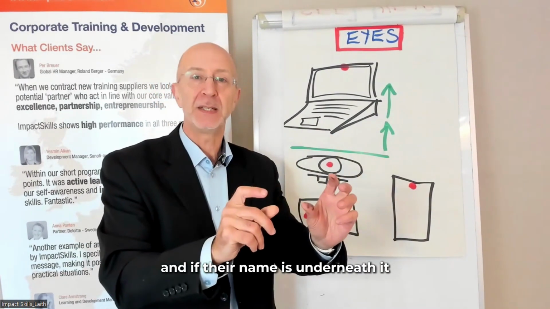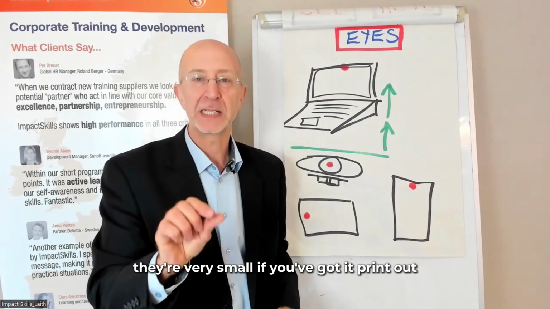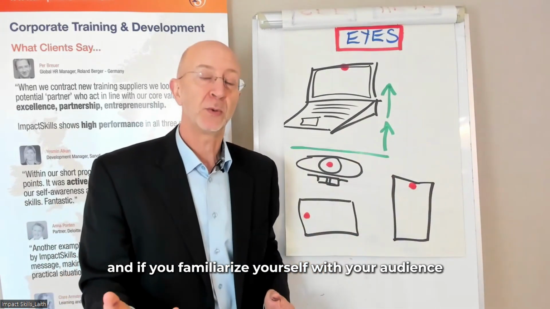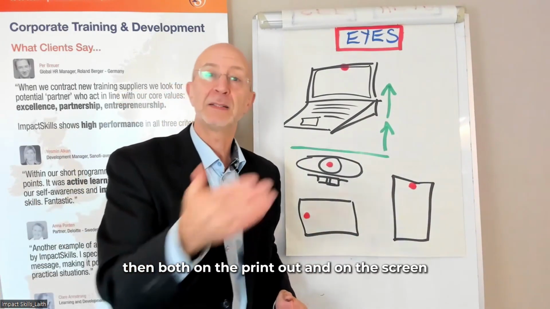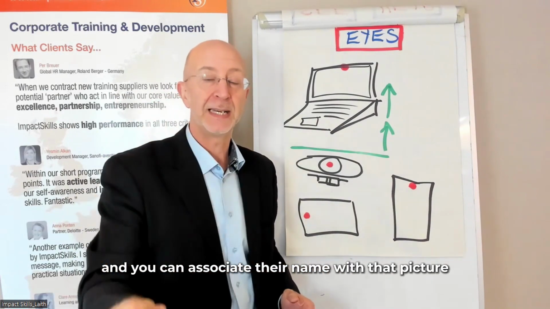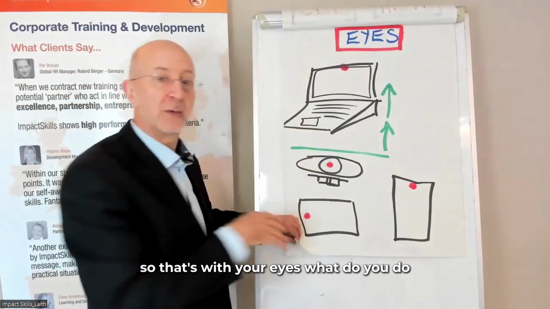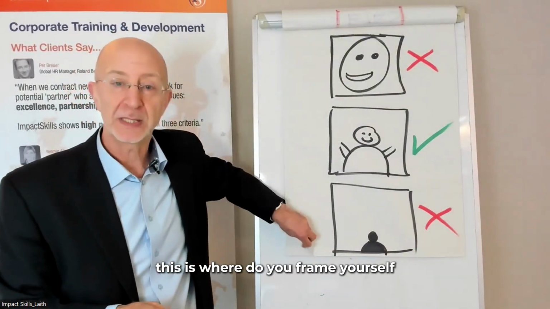And if their name is underneath it on Zoom, Teams, WebEx, you can't really see the names, they're very small. If you've got a printout and you've familiarized yourself with your audience, you can see them very clearly, both on the printout and on the screen, and you can associate their name with that picture. So that's with your eyes. Now, where do you frame yourself?